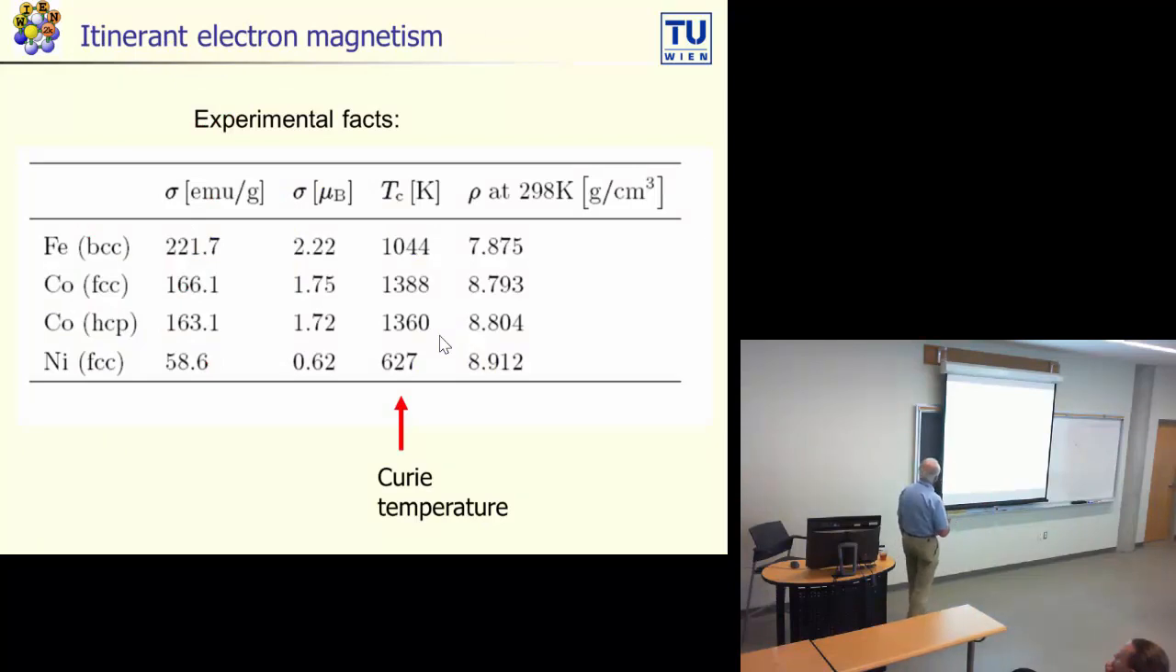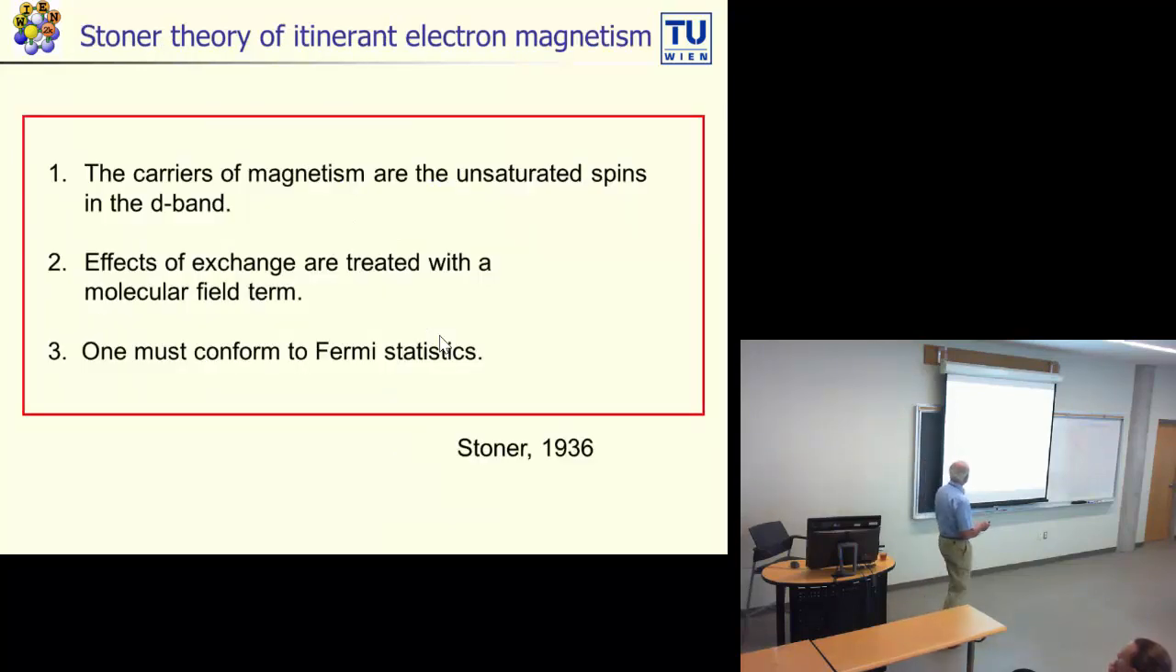Now let's take the simple example, iron, cobalt, nickel, for example. The crucial quantity is the Curie temperature, and the magnetism disappears above the Curie temperature, and below it's magnetic. So you have magnetism below the Curie temperature and no magnetic moment above the Curie temperature. So where does it come from?